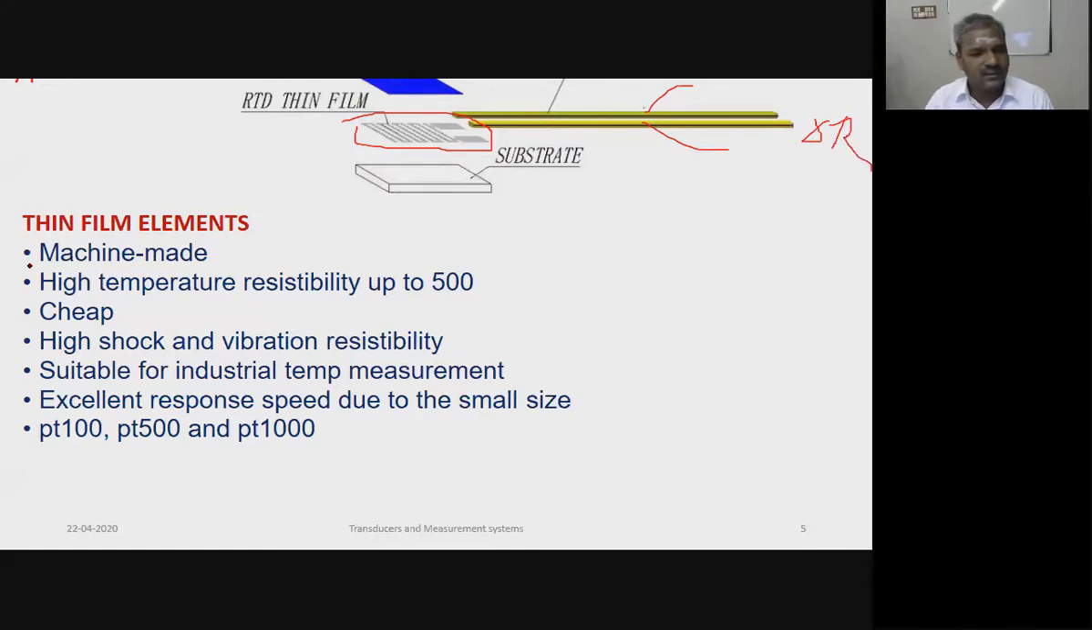These thin film elements are machine made, have high temperature resistivity, and are very cheap. They can withstand high shock and vibration in industrial environments, so they are suitable for industrial temperature measurement. They have excellent speed of response because of their very small size, like a strain gauge. You can make PT100, PT500, and PT1000 using this thin film type of RTD.